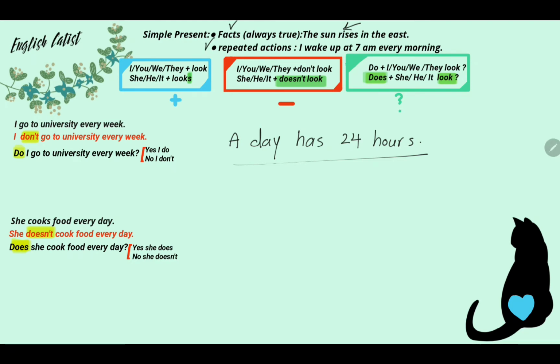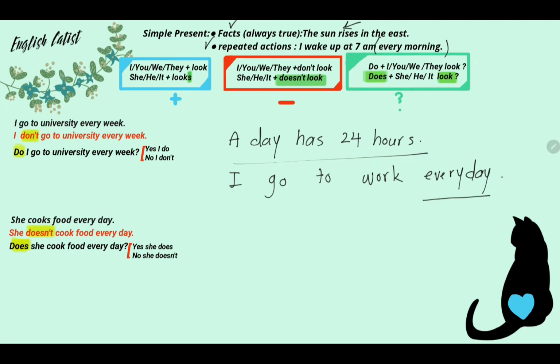The other one, the second one, is for repeated actions, like our routine. For example, I wake up at 7 a.m. every morning. Or I go to work every day. Okay? It's not important whether it is every day, every week, every month, every year. The important thing is that it is repeating.